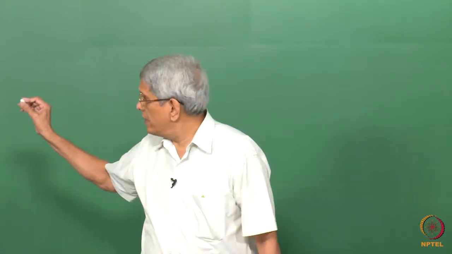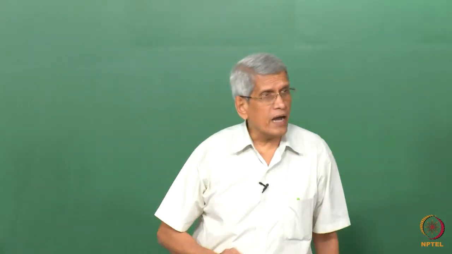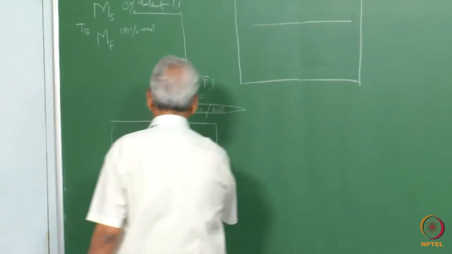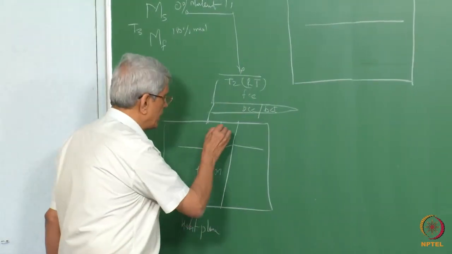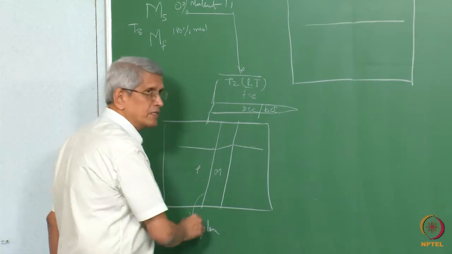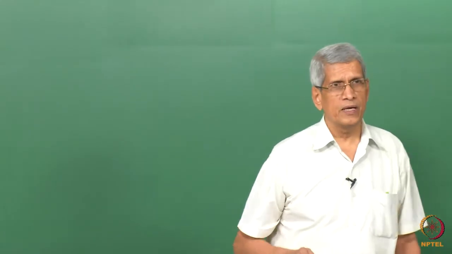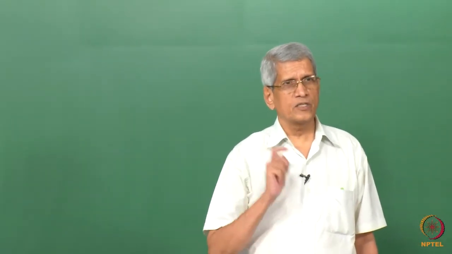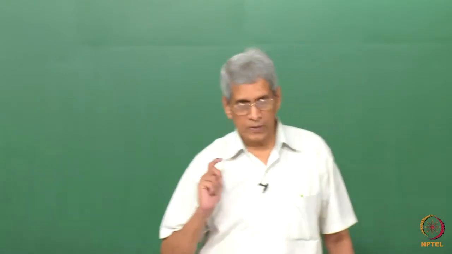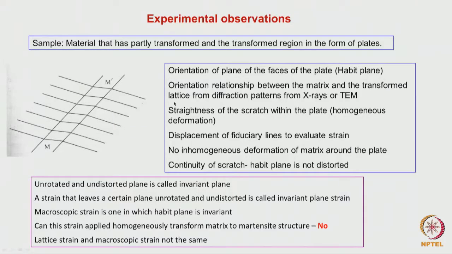Then this continuity, if you look at it, this is just joined here. That means that there may be a continuity between these planes which are joined together, and that means this plane could be an undistorted and unrotated plane. Any strain which leaves a certain plane unrotated and undistorted, we call such a strain an invariant plane strain. That is the definition.